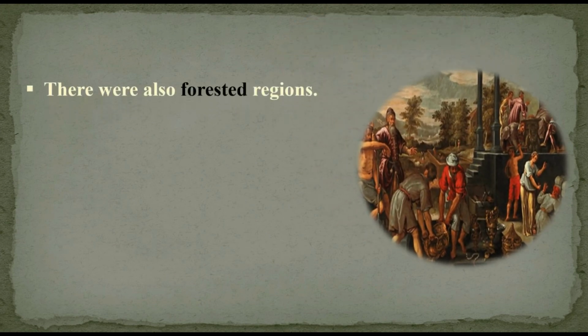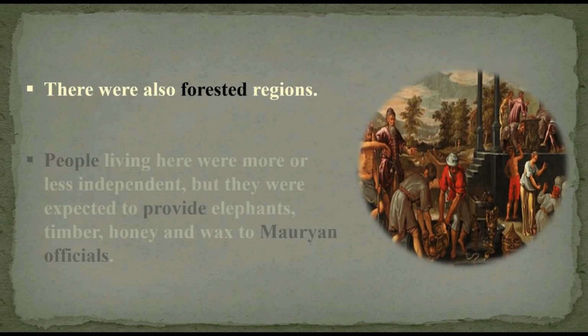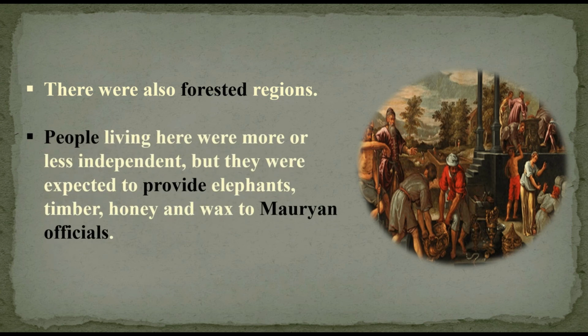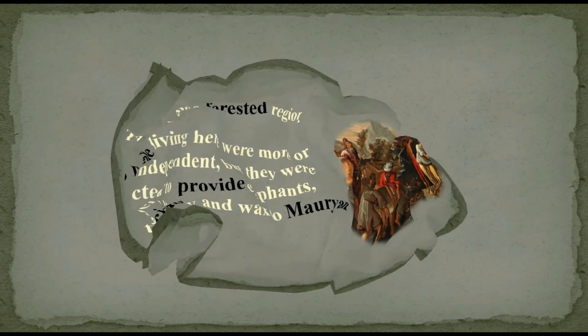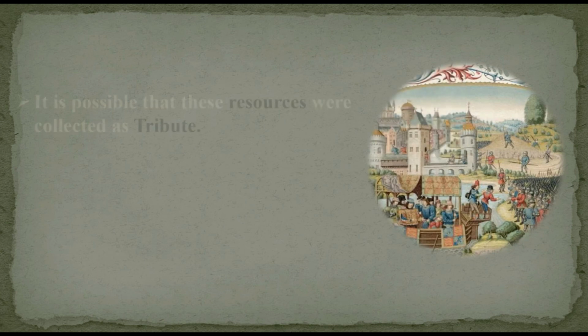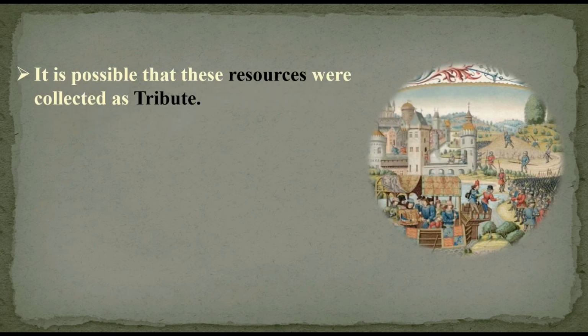So, as we see, there were also forested regions. The people living here were more or less independent, but they were expected to provide elephants, timber, honey, and wax to Mauryan officials in the form of tax. It is possible that these resources were collected as tribute.